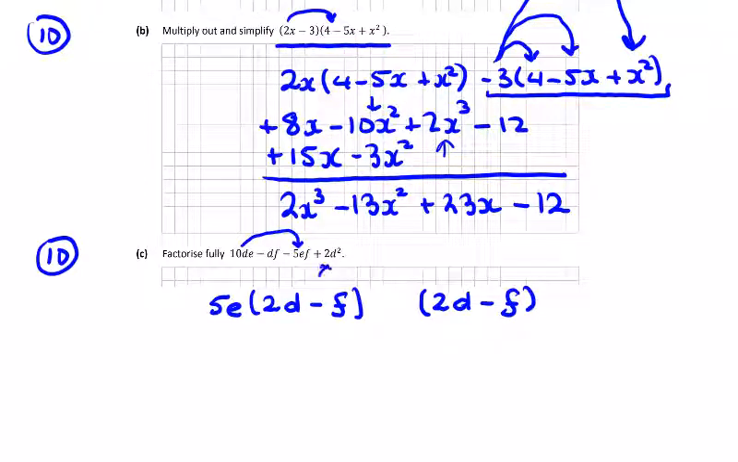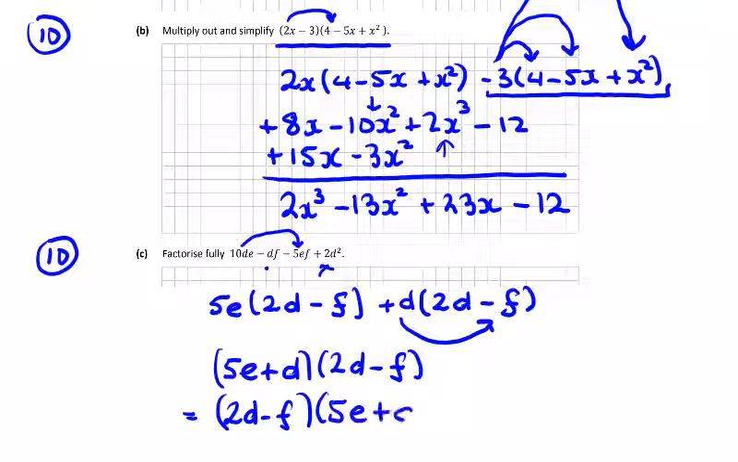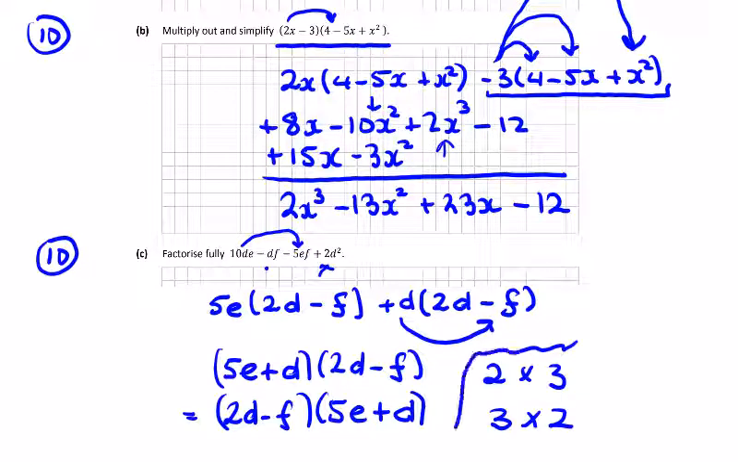So what's missing? Well, to get plus 2d squared, I'd have to have plus d. Does that give me the other term, minus df? It certainly does. So we just have 5e plus d times 2d minus f. And does the order of the brackets matter? No, this is equal to 2d minus f times 5e plus d. But you continue to ask that question, does the order matter, all the time? Is 2 by 3 the same as 3 by 2? Just ask yourself this question before tormenting your teacher. So get practicing this and you'll be flying for the exam in 2022.